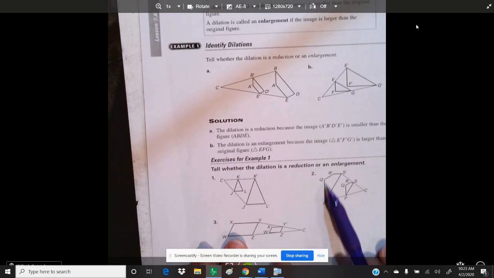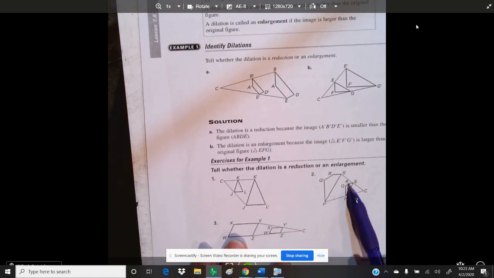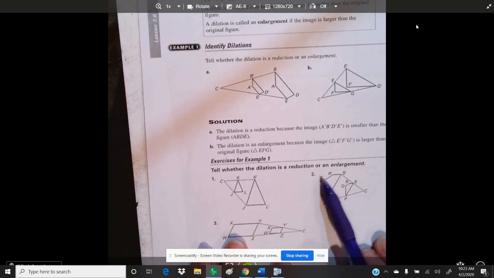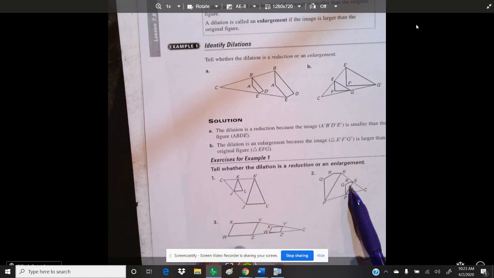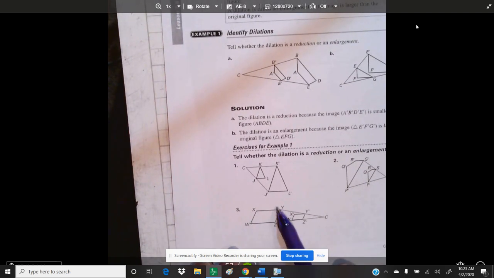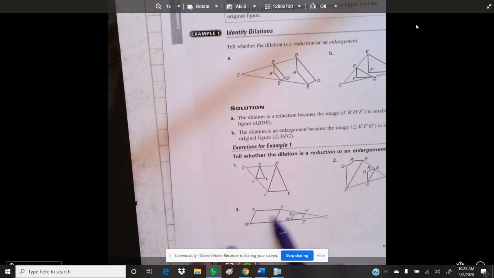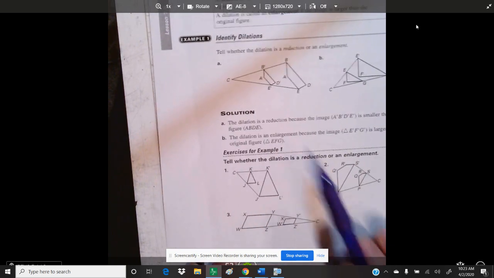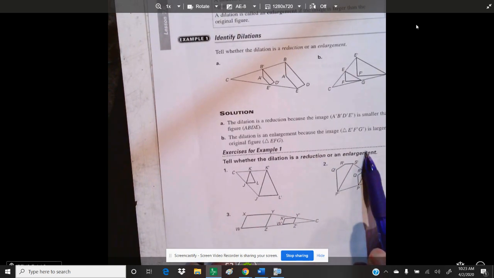On this one here, you can see this one is the original because it doesn't have the little prime numbers on it. So this is the original, and this is the second one. So once again, it's getting bigger, so it's an enlargement. On number 3, this is the original, the one with the little tick marks, the one with all the little primes is the second one. So when you go from the big one to the second one, or from this one to the second one, it's getting smaller, so it's a reduction. So make sure you understand what they mean by reduction and enlargement.